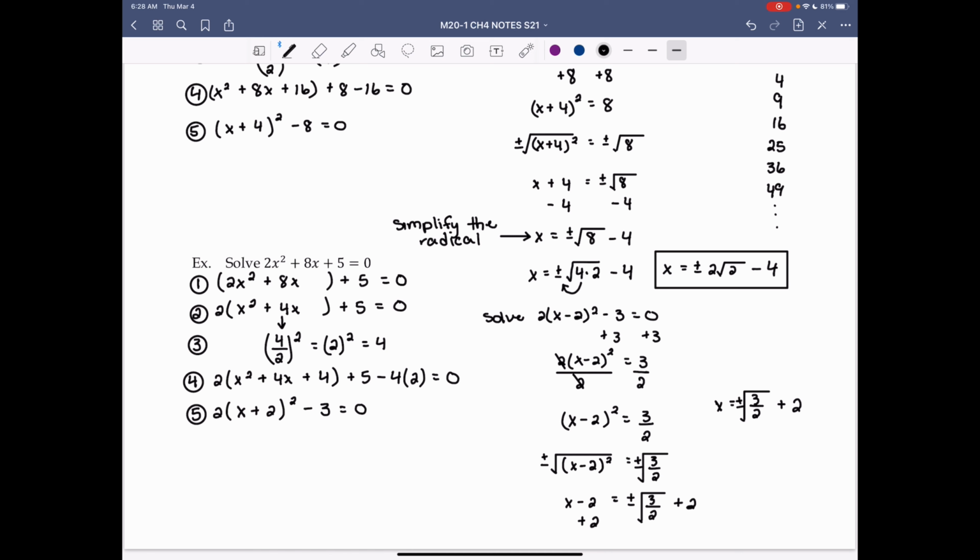And can we simplify this radical? Are there any perfect squares that divide 3? No. Our smallest perfect square number is 4. Are there any perfect squares that divide 2? No. Our smallest perfect square is 4. So this is fully simplified and written as an exact value solution.